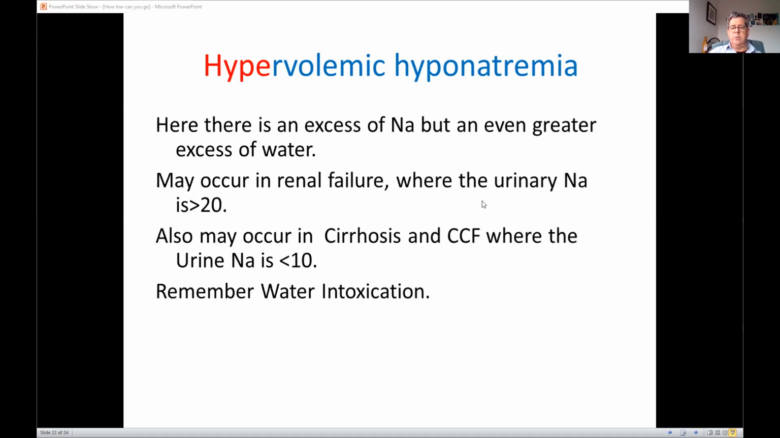Renal failure, in that case, unsurprisingly, the urinary sodium will actually be greater than 20. Whereas when your kidneys are functioning okay, in cirrhosis and CCF, your urine sodium is lower. That's one way to figure it out.